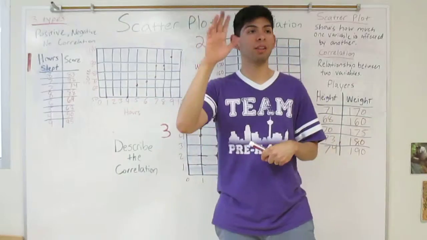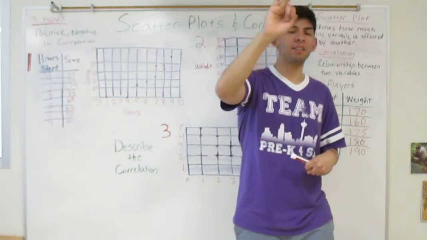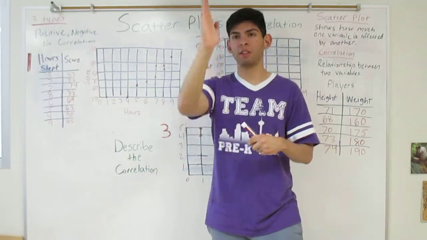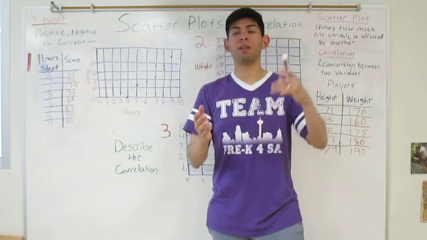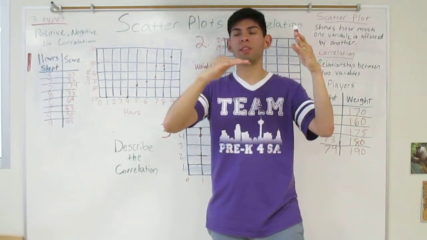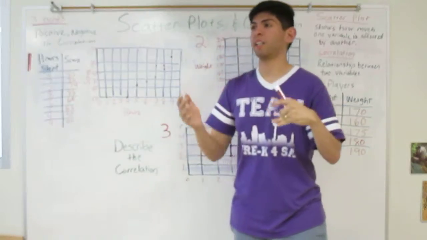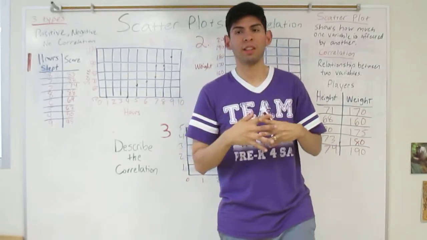And again, what were the 3 correlations? Positive, negative, and no correlation. Positive: one variable increases, while the other one increases. Negative is opposite: one increases, while the other one is decreasing, causing a negative. And the last one is no correlation. The 2 variables have no relation with one another.